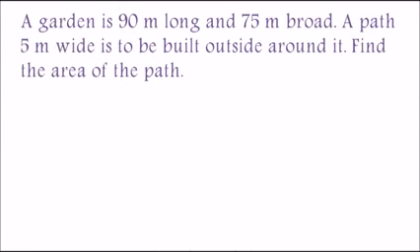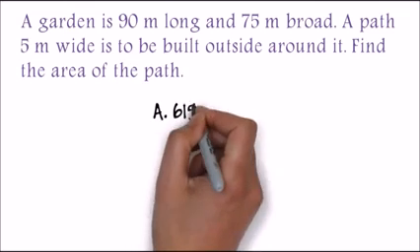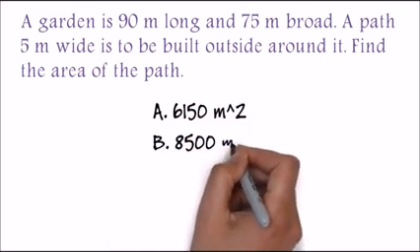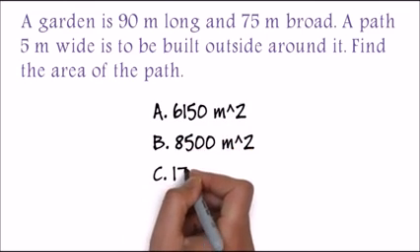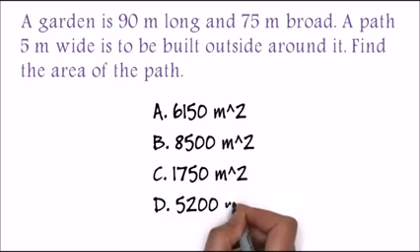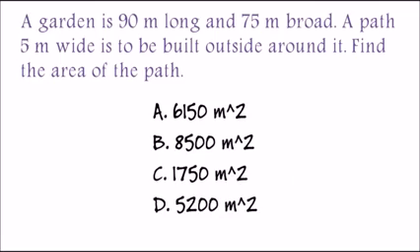A garden is 90 meters long and 75 meters broad. A path 5 meters wide is to be built outside around it. Find the area of the path. Option A, 6150 meter square. Option B, 8500 meter square. Option C, 1750 meter square. Option D, 5200 meter square.